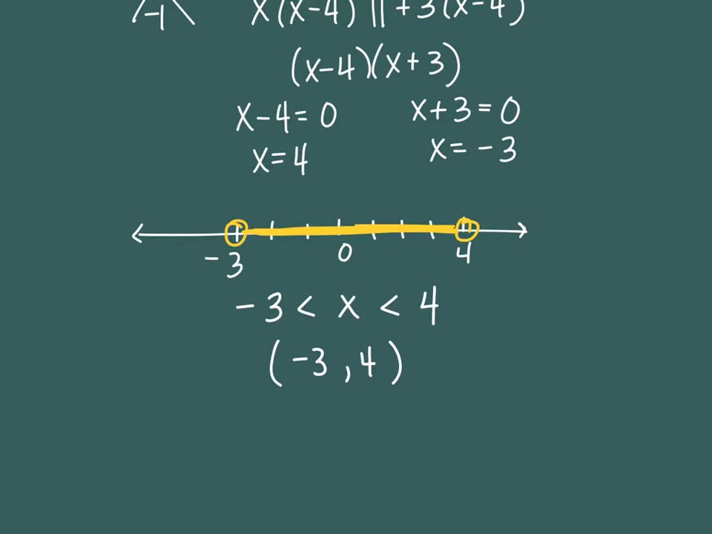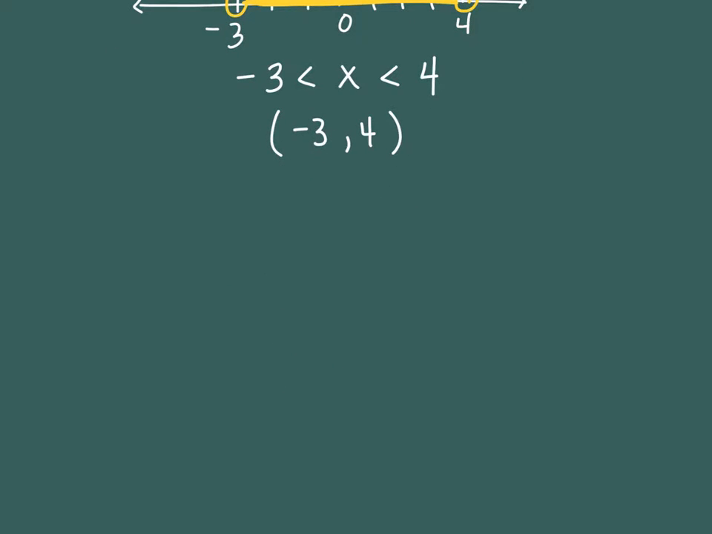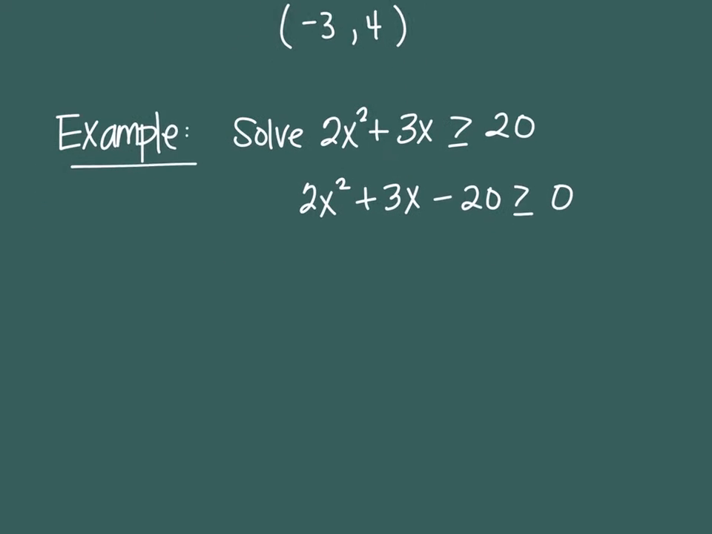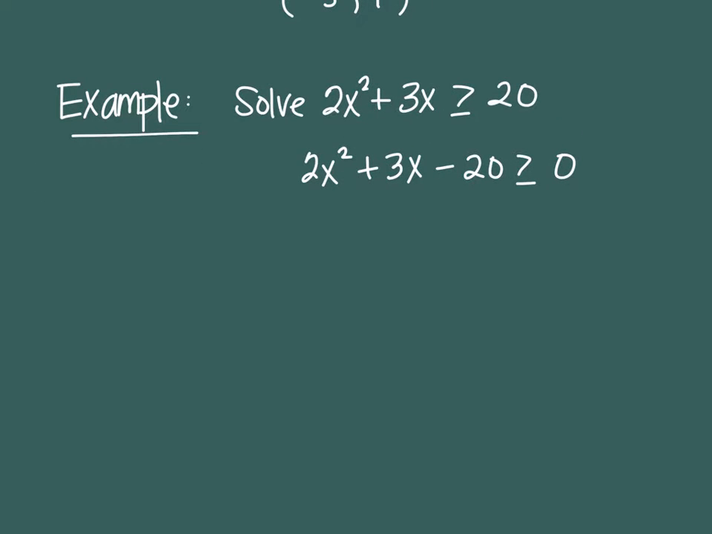All right, final one. Remember, you can't get rid of squares without factoring. You're not just going to throw a square root on there. So we're going to solve as our final one, 2x squared plus 3x greater than or equal to 20. First thing we got to do is pull the 20 over to the other side. So that'll be 2x squared plus 3x, and we're going to pull that 20 over so that it's on the opposite side, so I've got a 0.